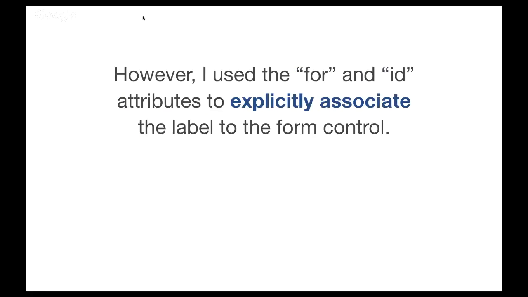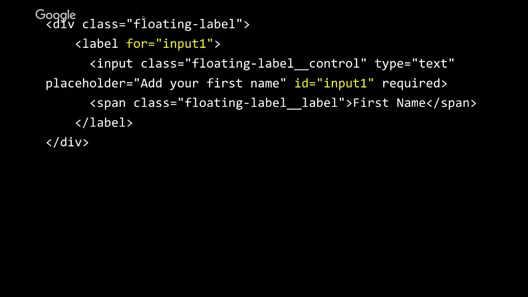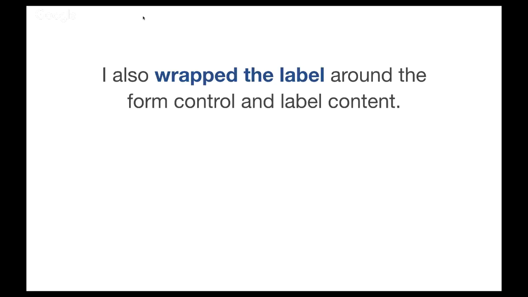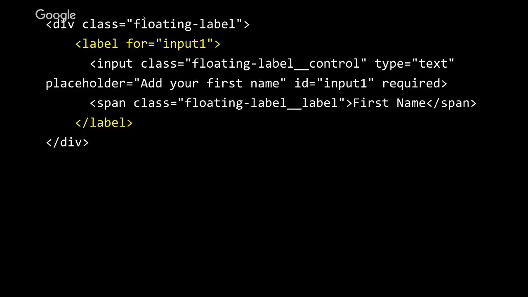Sneaky. So first off, I'm going to use an ID and a for attribute to explicitly associate them. No brainer there. But we have our label, and we've got for, and I've got the ultra sexy class name ID of input 1. So that is tying the for and the ID together. That's part 1. Part 2 is I also wrap the label around the form control and the label contents. So we have label wrapped right around all that stuff.